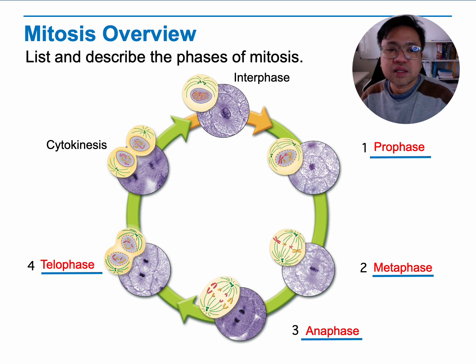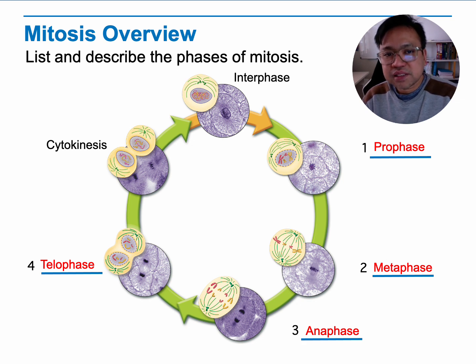Fourth, we have telophase. The chromosomes arrive at opposite ends of the cell and begin to decondense, losing their distinct shapes. Nuclear envelopes reform around each set of chromosomes, completing mitosis. Finally, let us discuss what happens during cytokinesis, the last step in cell division.